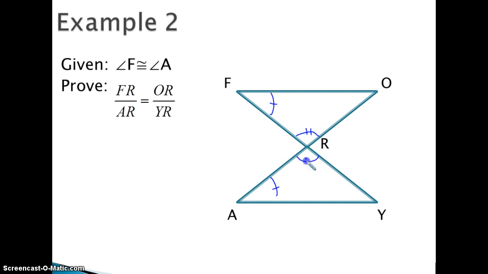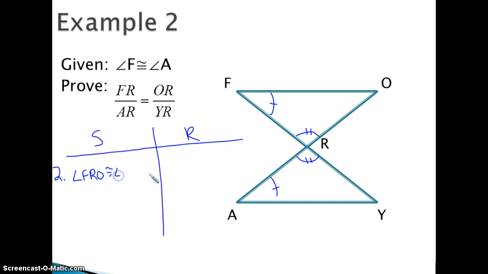That angle is going to be that pair of angles right there, vertical angles. So in step 2, I'm going to say that angle FRO is congruent to angle ARY, and that's because of the vertical angle theorem. From there, I know that the triangles are similar, so triangle FRO is similar to triangle ARY because of angle-angle similarity.